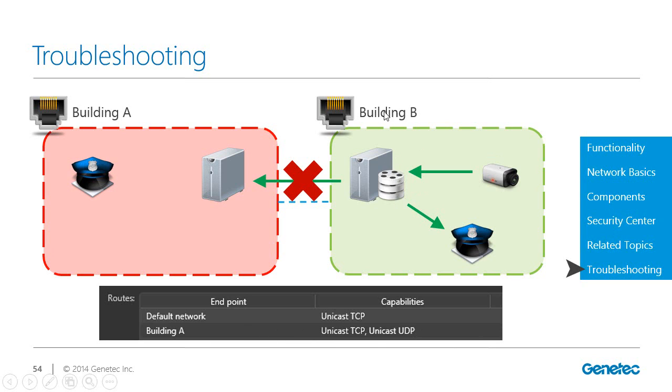So in this case we have the building B network selected, we're looking at the routes, and we have the endpoint for building A here. So we could just change this to unicast TCP, and then if we went to building A, we would see the building B route here, and it would reflect the change and only have unicast TCP as well.